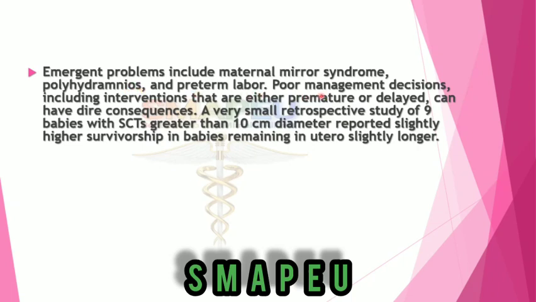Poor management decisions, including interventions that are either premature or delayed, can have their consequences. A very small retrospective study of 9 babies with sacrococcygeal teratomas greater than 10 cm in diameter reported slightly higher survivorship in babies remaining in utero slightly longer.